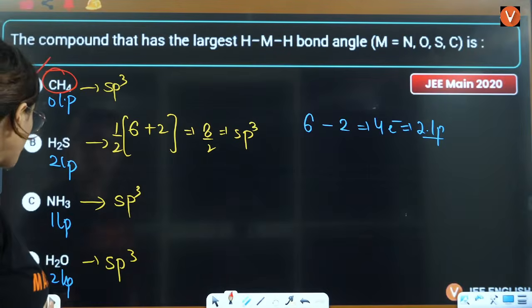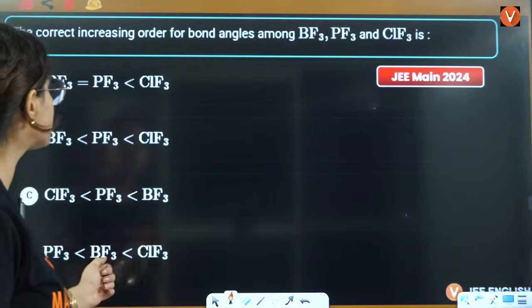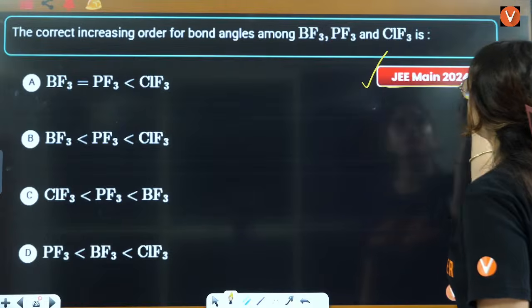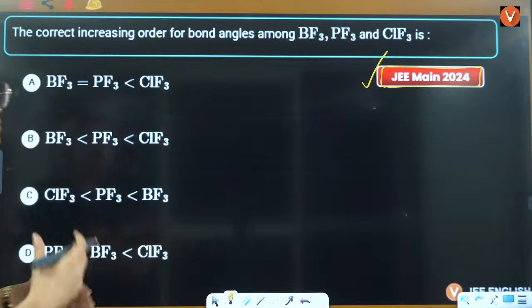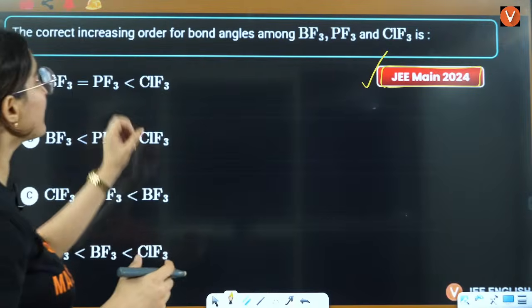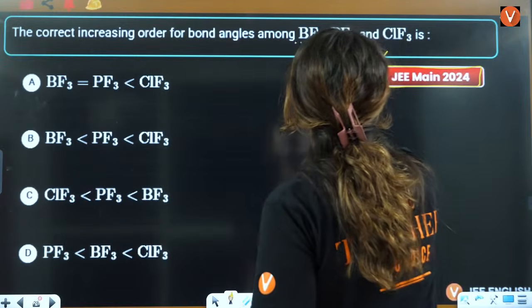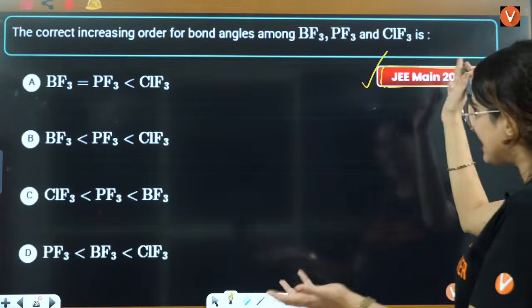Here they have asked you a simple question, but usually students are not able to answer this as well. But they can also ask you the order, and right now they are focusing more on the order kind of question that is asked in 2024. That says the correct increasing order of bond angles among BF3, PF3 and ClF3. So you have to calculate the hybridizations here, guys. Hybridizations are clearly different here.